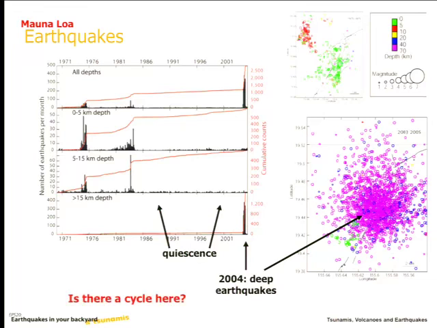And so the question becomes, is there a cycle here? And can we use this cycle to predict when we might expect to see an eruption? And clearly there is a cycle in the sense that there's deep seismicity and then it becomes shallower and then there's an eruption. That clearly is a cycle. Just the same way as we have an earthquake cycle, we know the plates are moving, you see the increasing deformation, and then one day it pops.